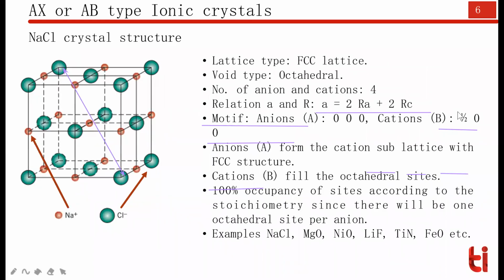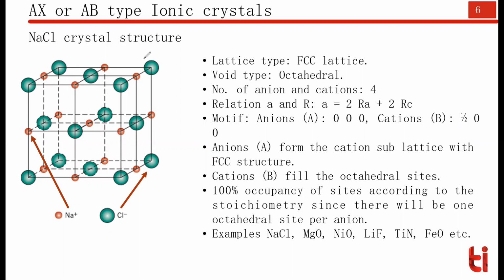Okay, let's look at another example which is also forming an AX or AB type structure. This is popularly known as the NaCl crystal structure. Since our primary school days, we have been learning this type of unit cell. Why is it so? Because many ionic solids form this type of crystal structure. That is why it is very important to understand the NaCl crystal structure.